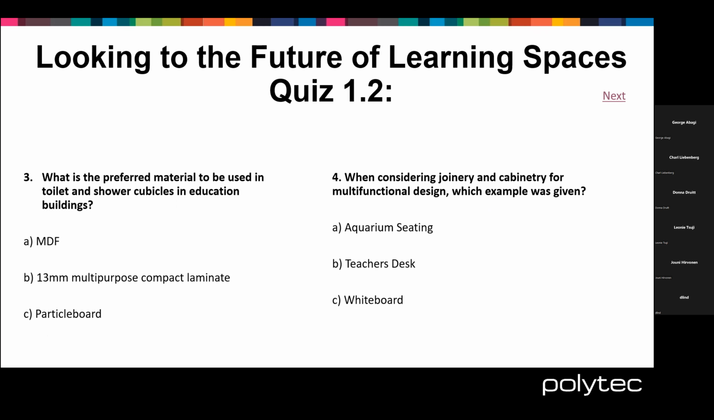BCA went through a big review, and they're starting to release the new codes in March 2023, and that whole year there'll be different parts of the code being released. Question 3, what is the preferred material to be used in toilet and shower cubicles in education? Compact laminate, yep. B.